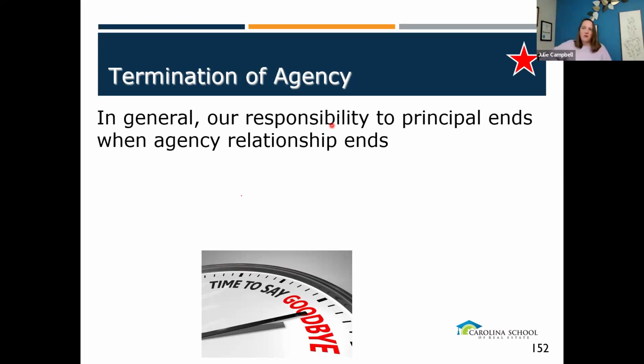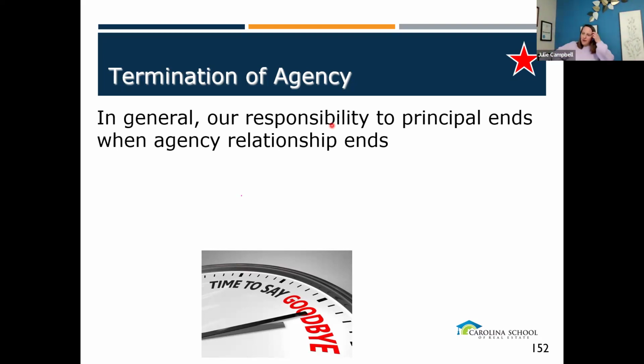Destruction or condemnation of the property. I mean, if the house burns down, that's the product I'm selling. If the house burns down, I no longer have a product to sell. Now I might be able to relist and sell the land, right? But that would be a different agreement because it's a different property. But typically, destruction or condemnation of the property.